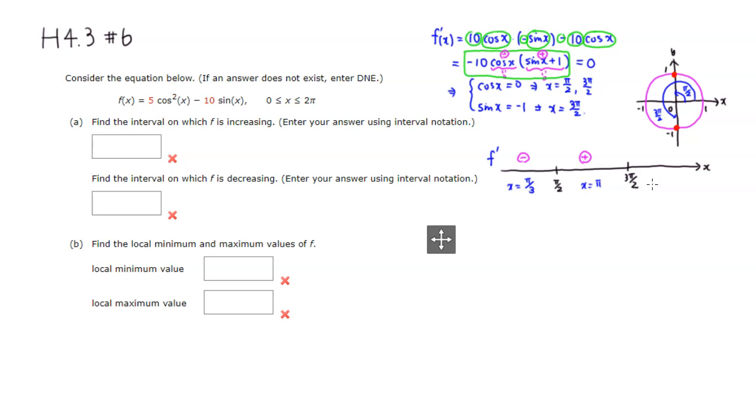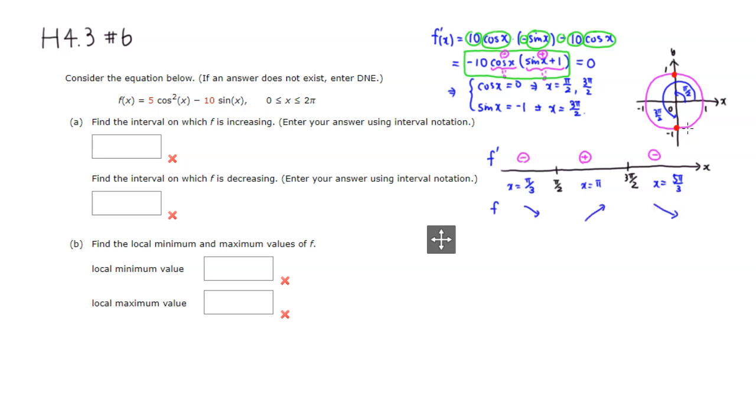Anything bigger than 3 pi over 2, we can try x equal to 5 pi over 3 or something like that. So the angle is over here, and we know that the cosine is going to be positive in the fourth quadrant, so it's going to be positive, negative, and positive, so it's going to be negative. Once you have the sign, we know that the function is decreasing here, increasing here, and decreasing there.